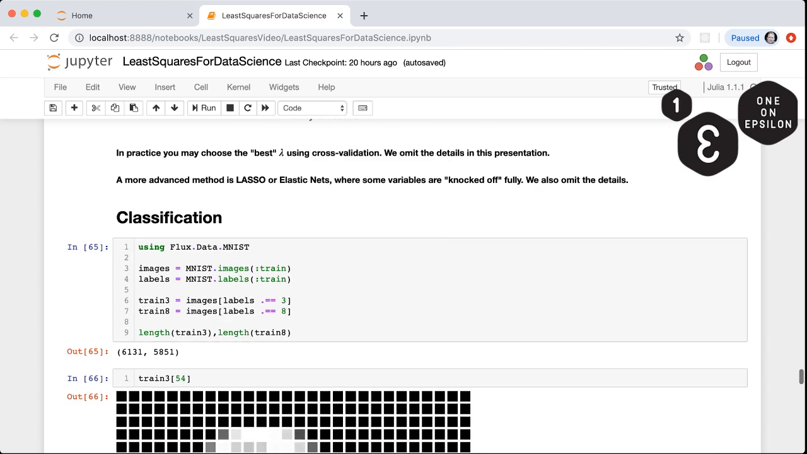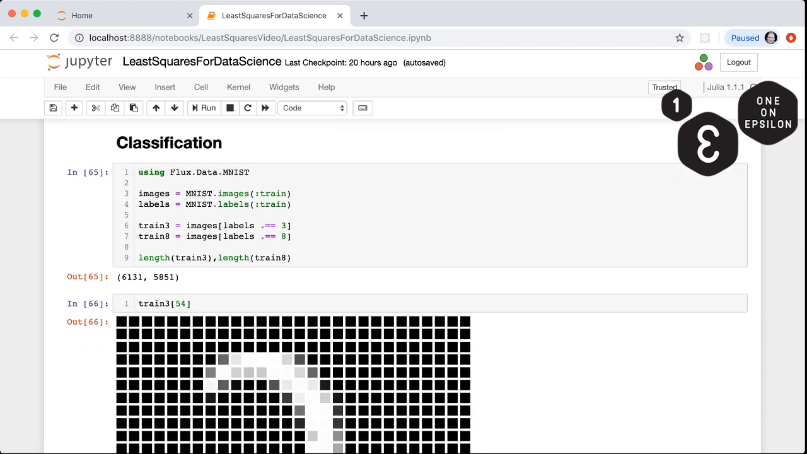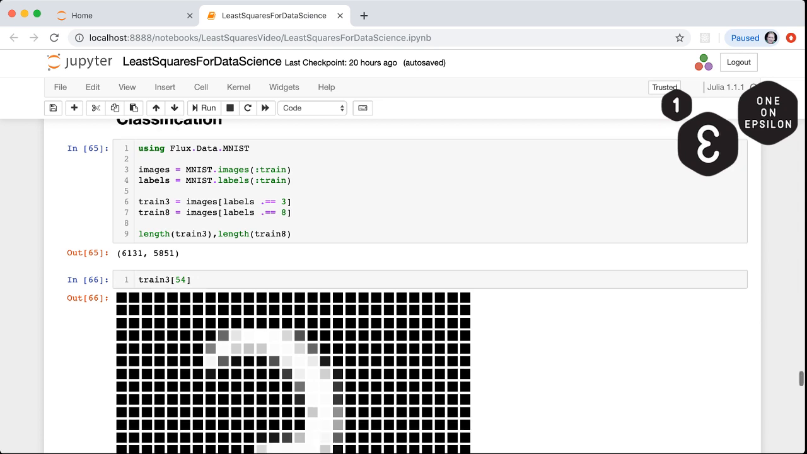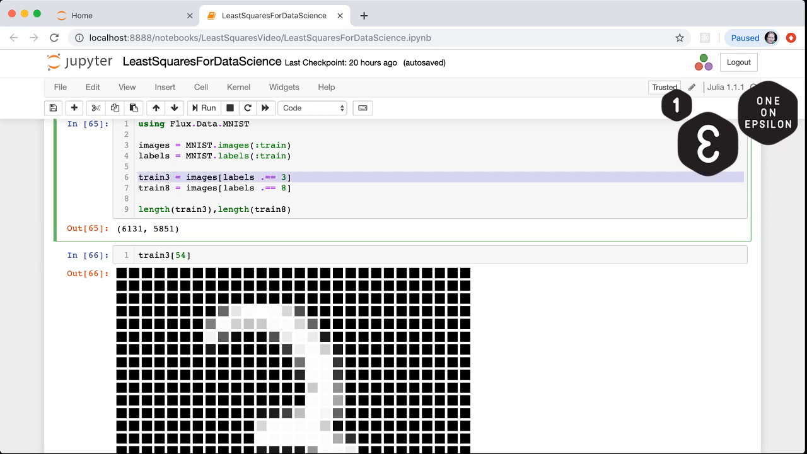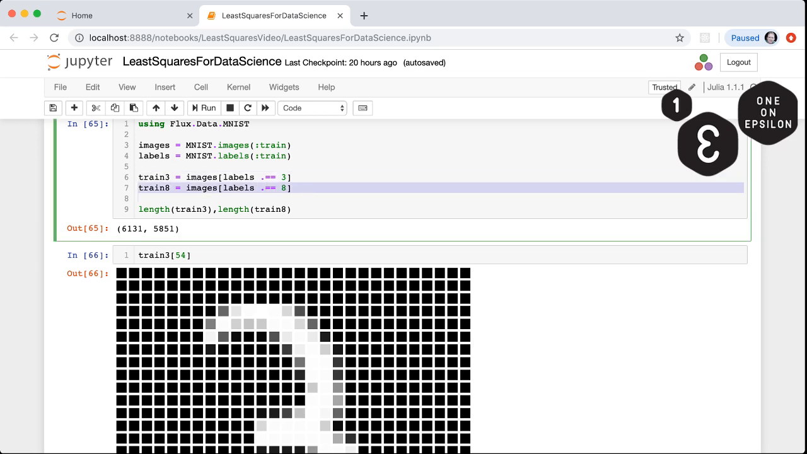Let's close off with a classification example. So we have here the MNIST dataset, and we're just going to classify to distinguish between digits that are 3 and digits that are 8. So we get train 3, which are all the images with labels 3, and train 8, which are all the images with labels 8. We got 6,131 and 5,851 of them correspondingly.